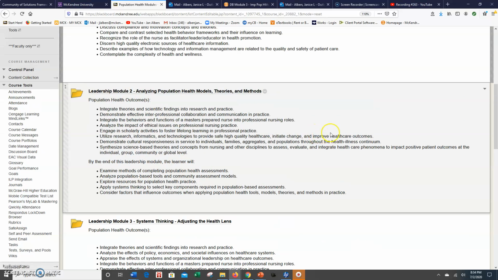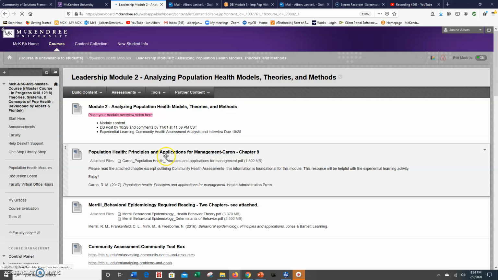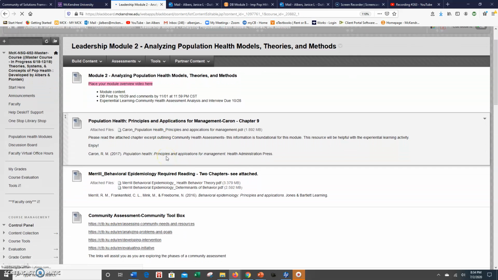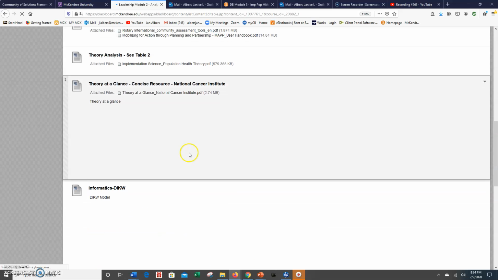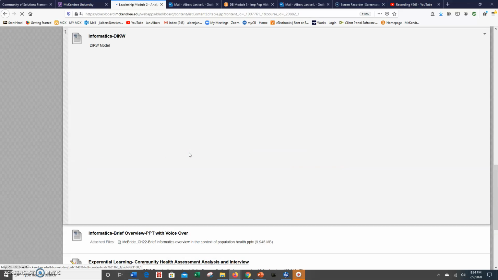As we're looking at our leadership module number 2, the key components are really looking at the outcomes that we're focused on and the specific objectives for the module itself. So this is our area of focus for our leadership module number 2, and actually I'm going to change that to population health.